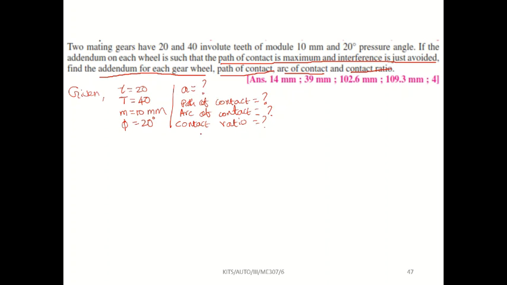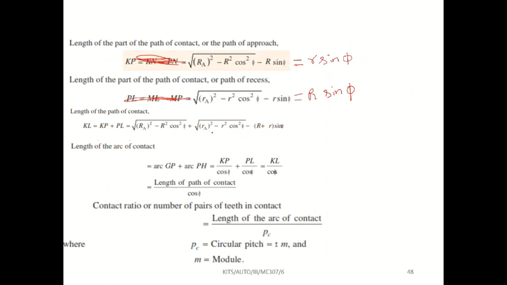Right. So this is the formula. For path of approach, KP equal to root of RA square minus R square cos square phi, minus R sin phi. For path of recess, the formula is PL equal to root of small ra square minus r square cos square phi, minus r sin phi. If we add KP and PL, we will get path of contact. If we divide the path of contact by cos phi, we will get length of arc of contact. Once again, if we divide the arc of contact by circular pitch, we will get contact ratio.